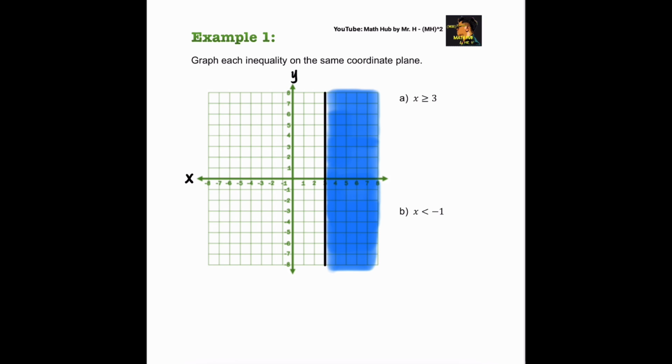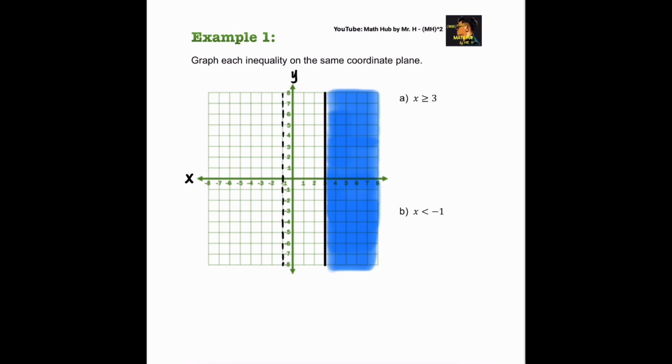All right, so let's check your work. For letter B, we were given x less than negative 1. Negative 1 is here. All right, and take note of the inequality symbol. This is less than. So definitely we're going to be expecting a dotted line or broken line for this graph. All right, so that is the line graph for this inequality, but we're not done yet because we need to shade the correct region.